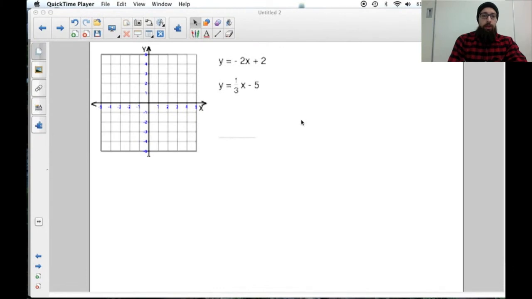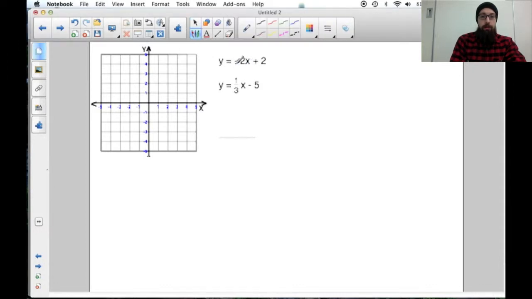Okay, so if we're going to solve systems by graphing using rise over run, we need to make sure we know how to graph. First, we look at our two equations, and both are already written in y equals ax plus b form. If they weren't, we would put them into y equals ax plus b form, or slope-intercept form. We have y equals negative 2x plus 2 and y equals 1/3 x minus 5.